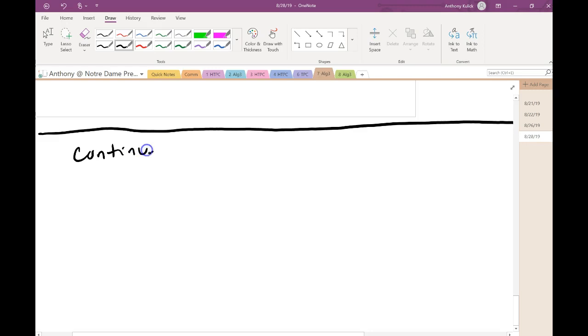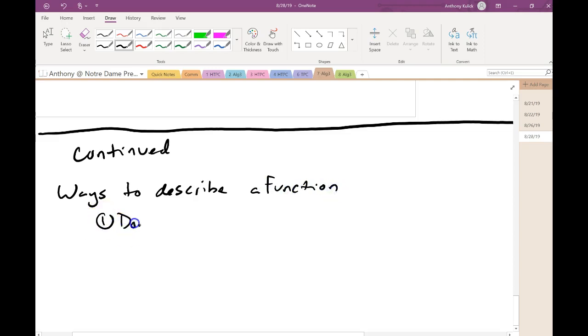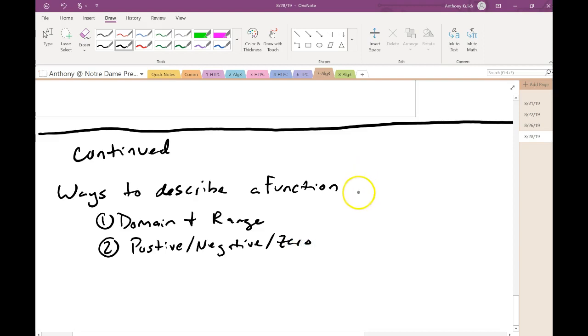So last time we had talked, we had been talking about ways to describe a function. And the first two attributes we talked about were domain and range. And then we had talked about next this positive, negative, and zero topic. That was all from last time. We're going to continue on with our list and talk about some more descriptors.